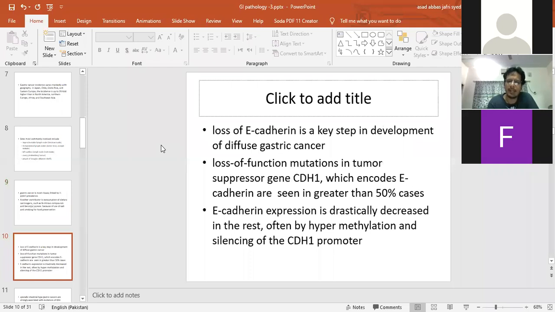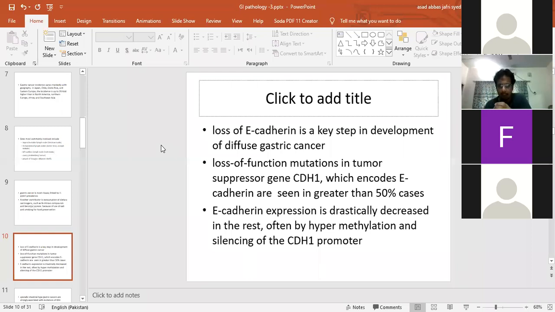Now, loss of E-cadherin is a key step in development of diffuse gastric cancer, and loss of function mutations in the tumor suppressor gene CDH1, which encodes E-cadherin, are seen in greater than 50% of cases. This is very important because usually, elsewhere too, tumor cells need attachment to each other to survive, which is why adenocarcinoma cells usually form glands. But a subset of gastric carcinoma has a very unique property: mutation causing E-cadherin loss, so the cells can survive independently. They don't need to keep sticking to each other, so they separate.